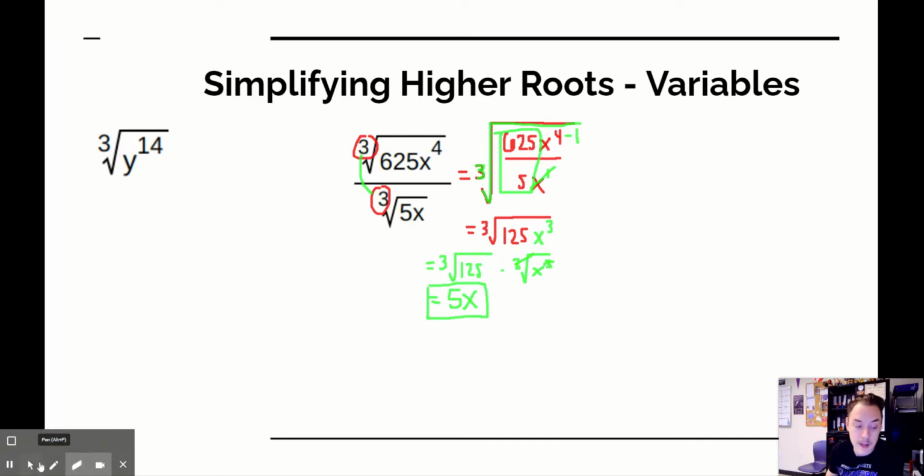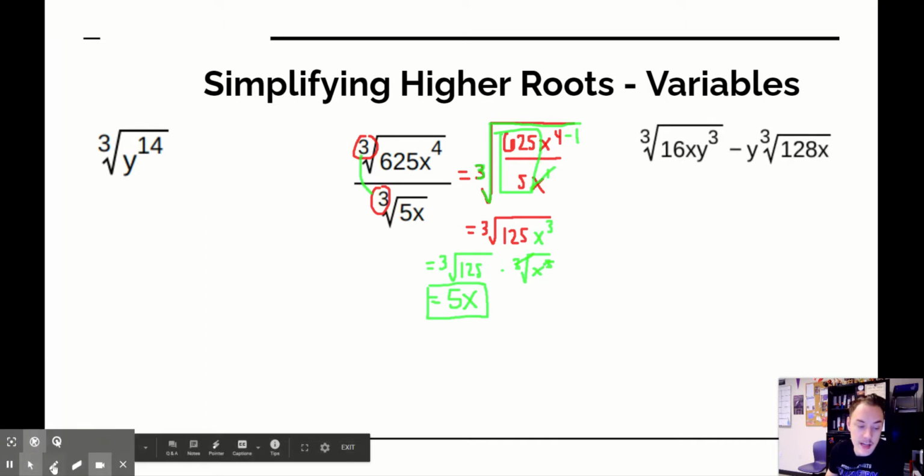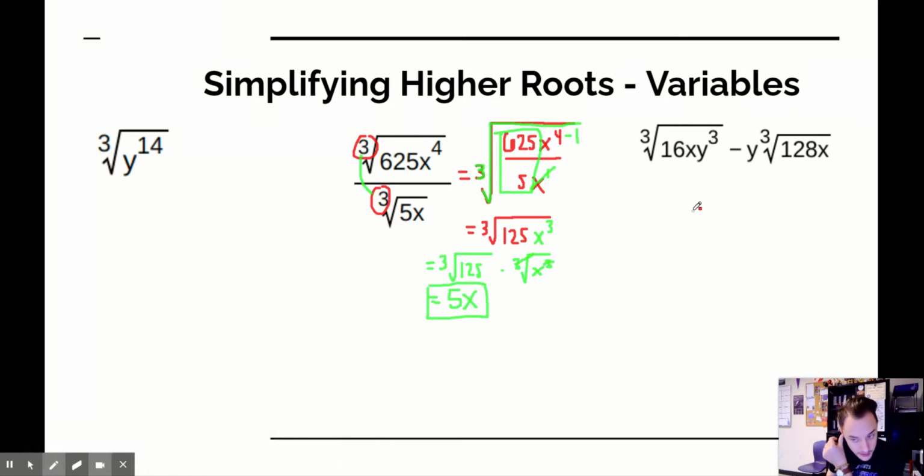Now this one can get a little bit more confusing, so we'll try to go to town on this. The first thing I notice is I have a y in here, and then I have a cube. So automatically that cube and that y are going to go poof. The y comes out, but I still have everything else left in there. And then minus, and then this is the y times the cube root of 128x.